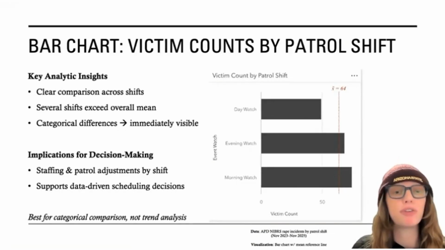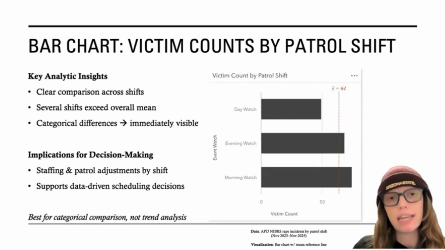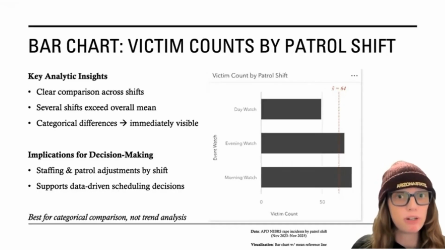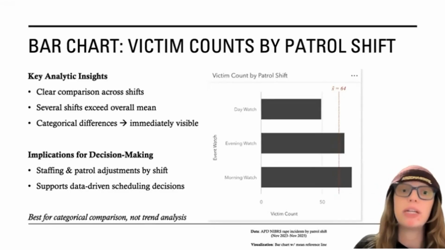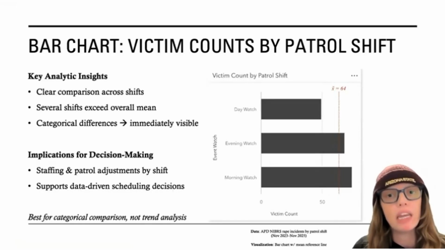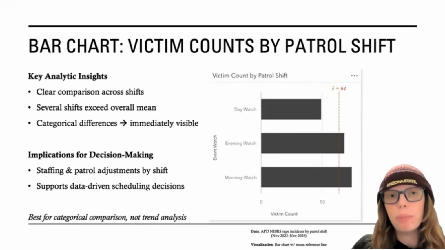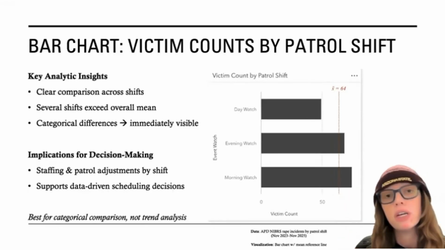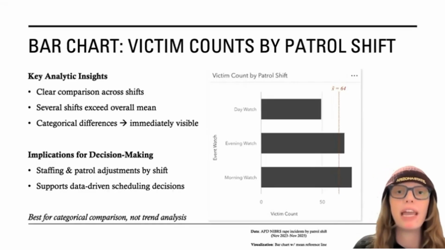Bar charts are ideal for comparing values across discrete categories, which makes them especially useful in operational and administrative analytics. In this example, I used the previous dataset to examine the number of victims by patrol shift. The strength of a bar chart is its clarity. It enables analysts to immediately identify which shifts experience higher or lower incident counts without requiring advanced statistical interpretation. The inclusion of a reference line representing the overall mean provides additional context for determining which categories are above or below typical levels. In public safety and education analytics, this kind of visualization directly supports staffing and scheduling decisions.